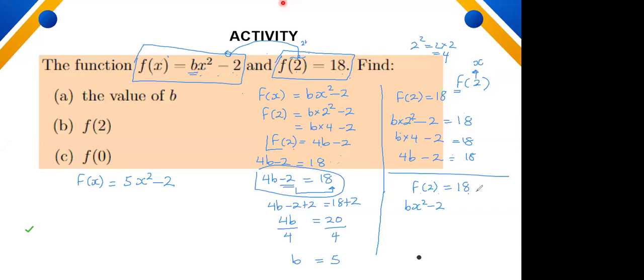But we are asking ourselves, how did they come up with 18? What did the machine do? So our x for this case is 2. So where there is x, I'm going to put 2. So I'll have b times x squared. So x we have said is 2. So I'll say b times 2 squared minus 2 should give us 18. Is that fine?